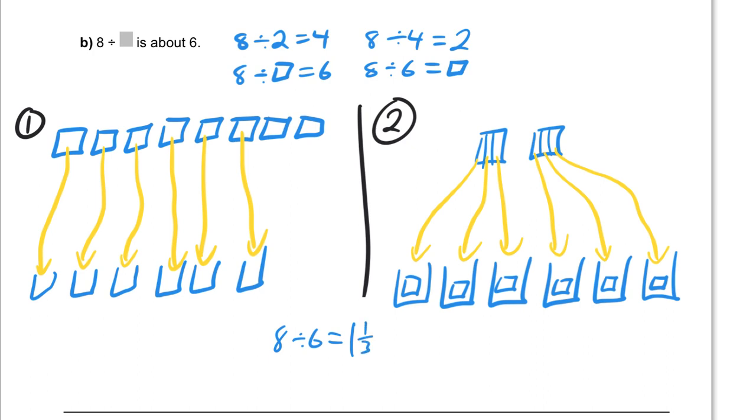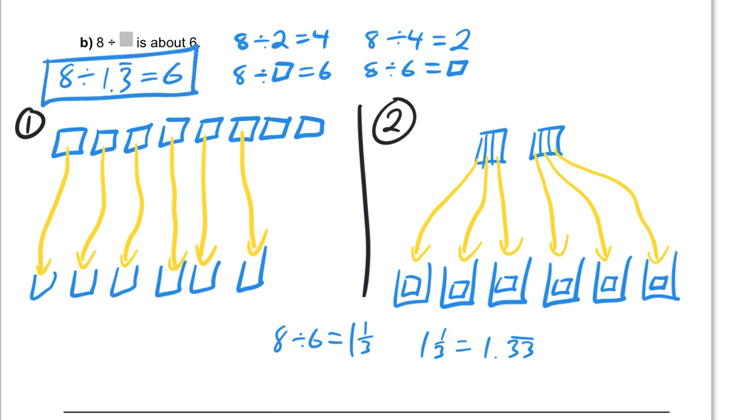Now this isn't a decimal, right? We need it in decimal form, so we should know that 1 and 1/3 is the same as 1.33 repeating. This is just a fact that 1/3, 1 over 3, is the same as 0.3333. And you can check it out on your calculator. If you go 1 divided by 3, you will get 0.3 repeating. All right, so that means that 8, and we'll put the final answer right here, 8 divided by 1.3 repeating is 6. And that's our answer there.